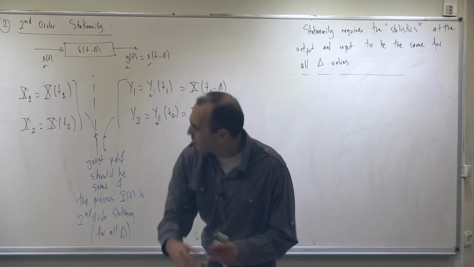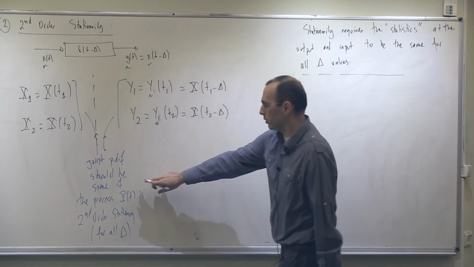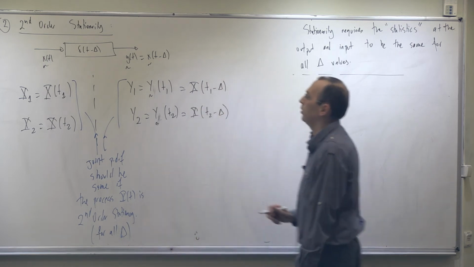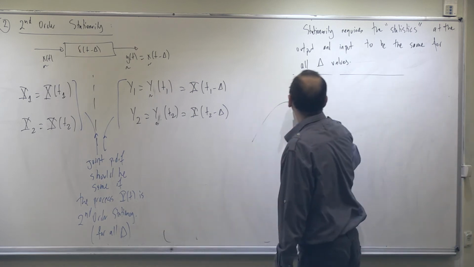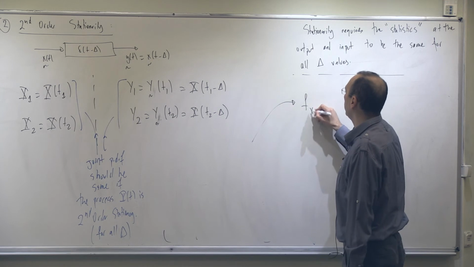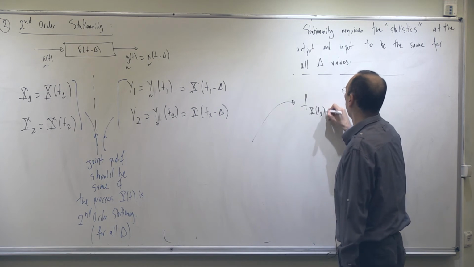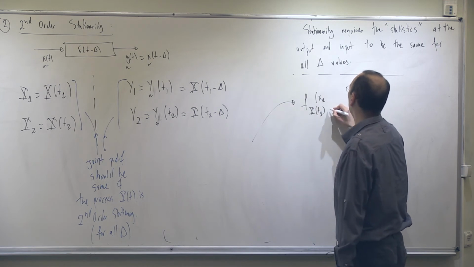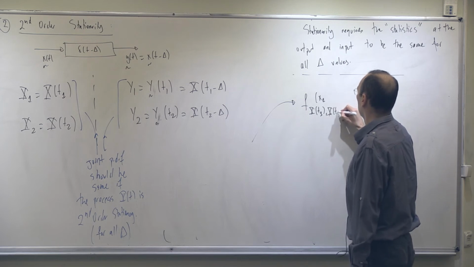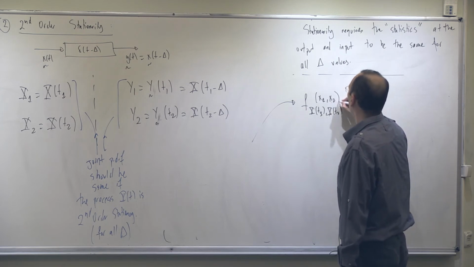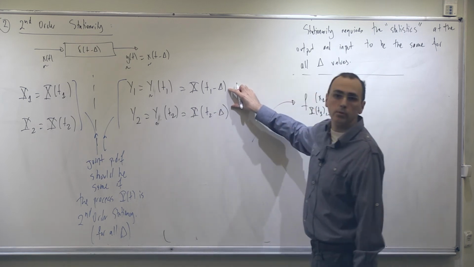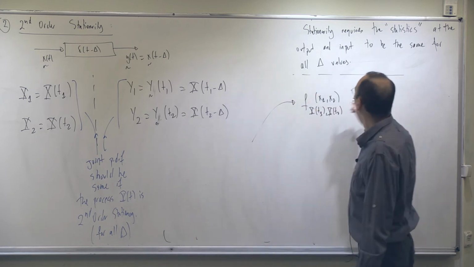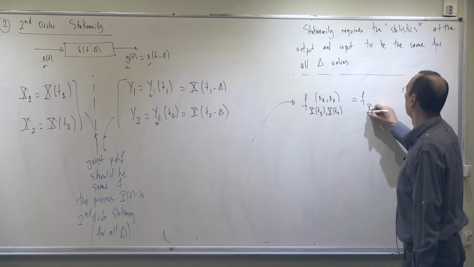Well, I can deal with it by writing this. Let's see how I can have that. Well, let's go over here. Then the density, joint density, let's say first random variable, second random variable, should be equal to the joint density of these two, different times. Okay? So how can I have that?